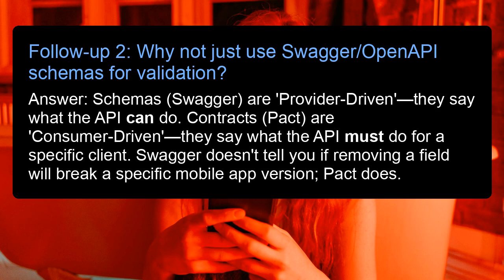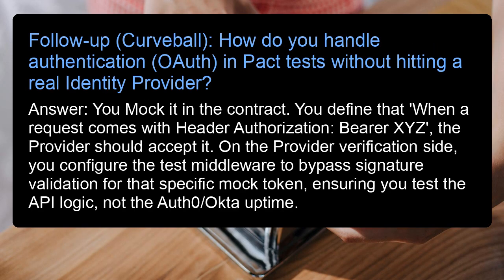Follow-up 2. Why not just use Swagger or OpenAPI schemas for validation? Answer: schemas, Swagger, are provider-driven. They say what the API can do. Contracts, PACT, are consumer-driven. They say what the API must do for a specific client. Swagger does not tell you if removing a field will break a specific mobile app version. PACT does.